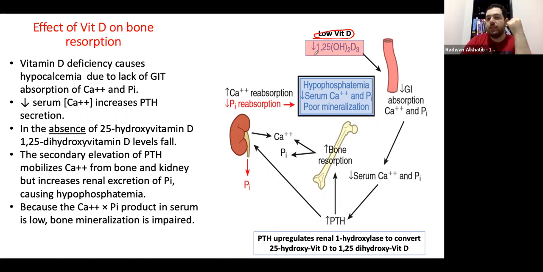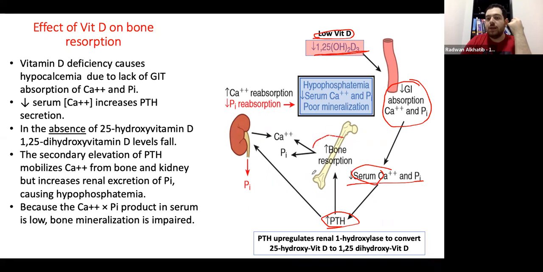So if we have low vitamin D or low active form of vitamin D, we will have low absorption of calcium and phosphate from the GI tract. Thus we will have low calcium and phosphate in the blood. When we have low calcium, what's the main thing that is triggered in your mind? We will release the parathyroid hormone, right? Whenever we have low calcium, we release the parathyroid hormone.